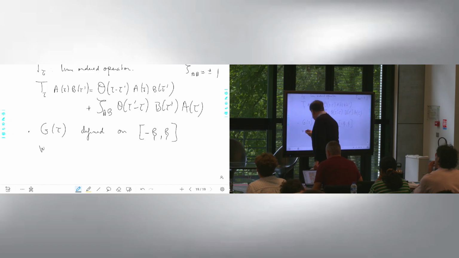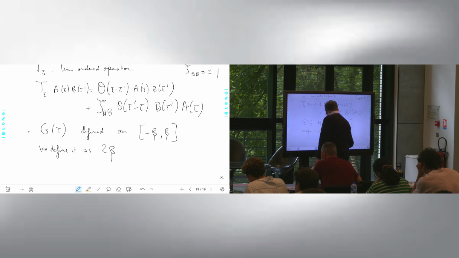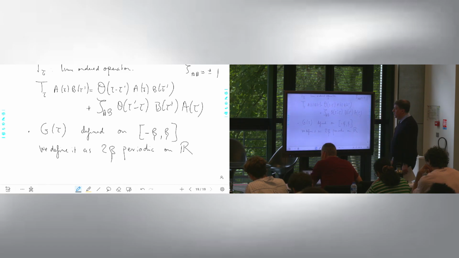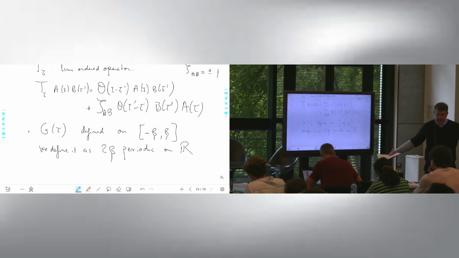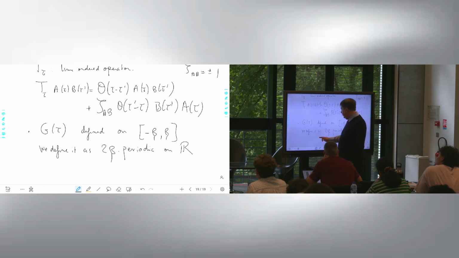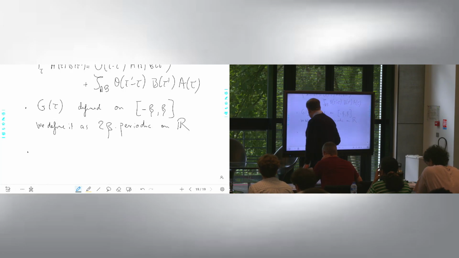So we define it as 2 beta periodic on R. You have a function that's defined on minus beta to beta. You periodize it on 2 beta. That's your definition. And then you can prove the following relation.